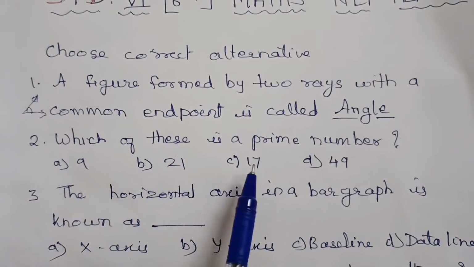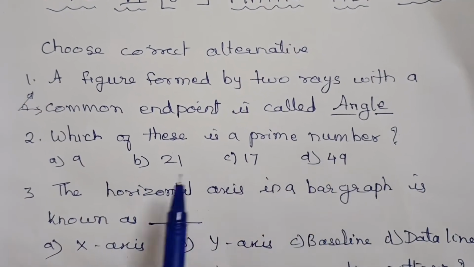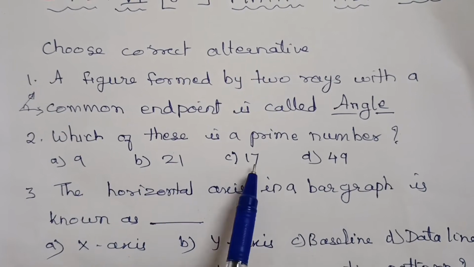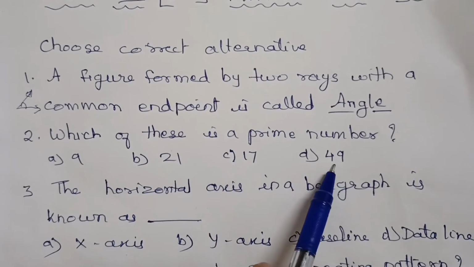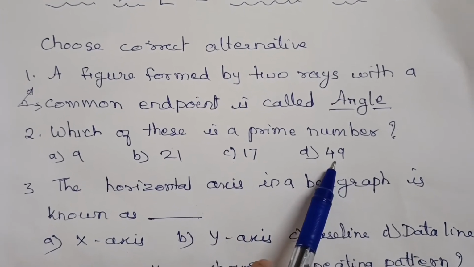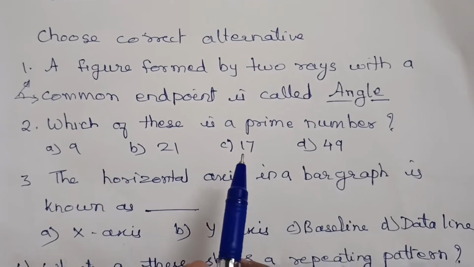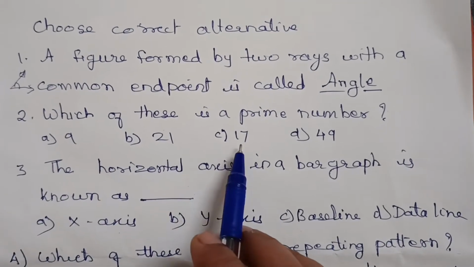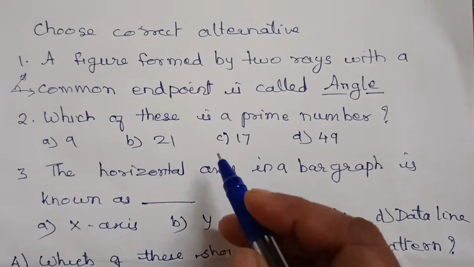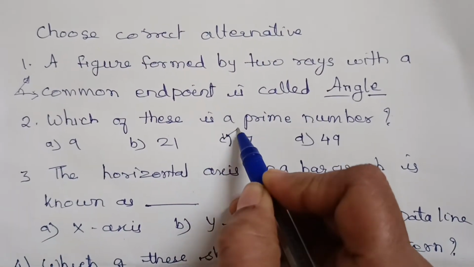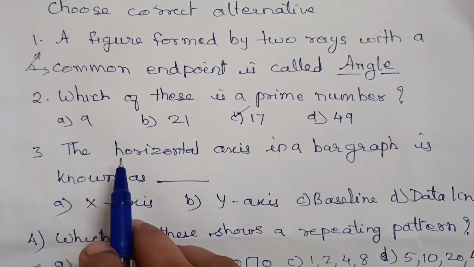Question number 2. Which of these is a prime number? A 9, B 21, C 17 and D 49. Prime numbers means which have exactly the two factors, the number itself and 1. So the correct option is option C 17.